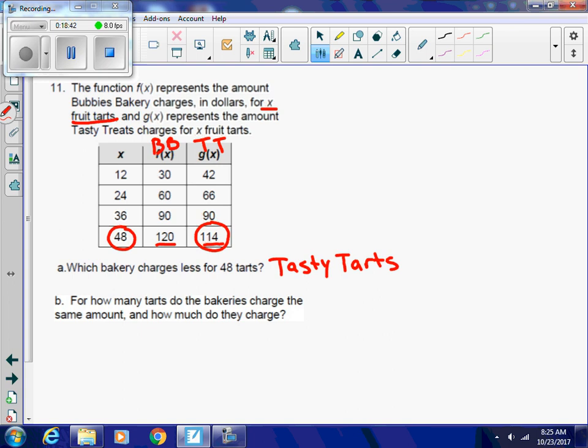For how many tarts do the bakeries charge the same amount? And how much do they charge? Well, where would they be the same? Okay, well look, this is their charge. They both charge $90, so the first part of that question is for 36 tarts is when they charge the same, and how much do they charge? They charge 90 bucks. Easy one.